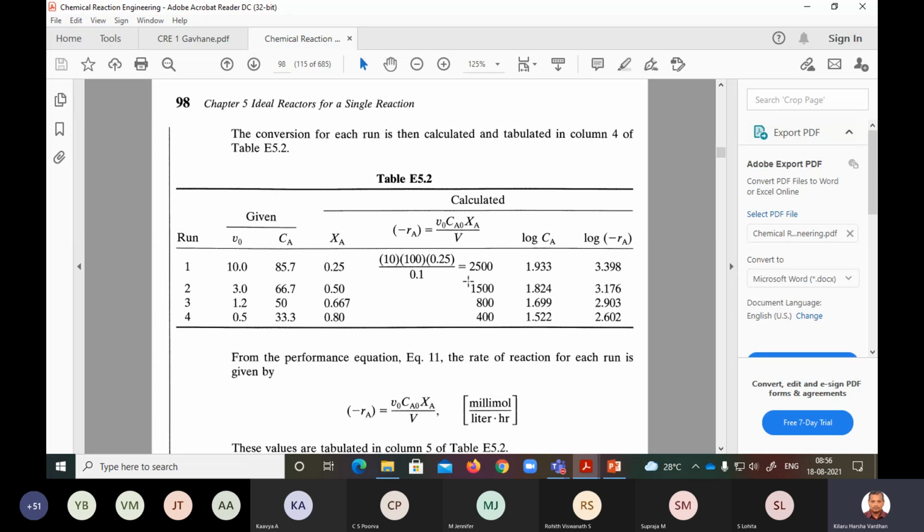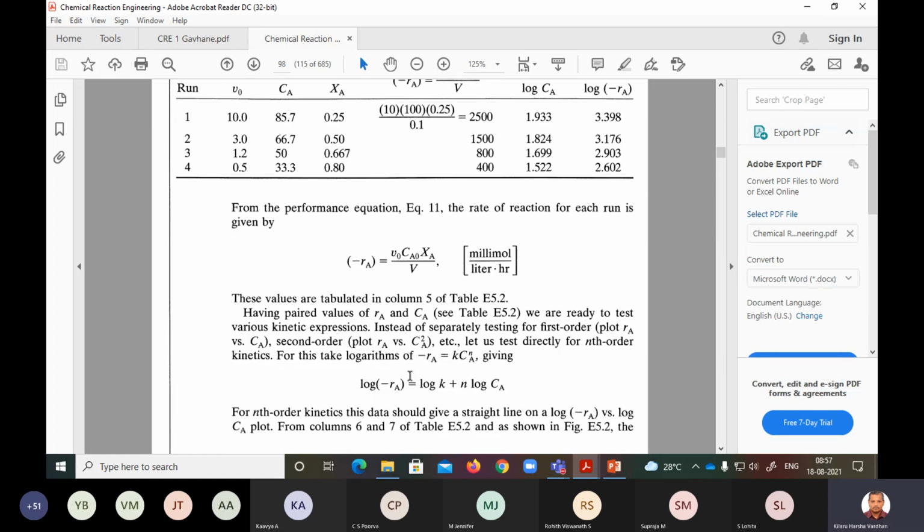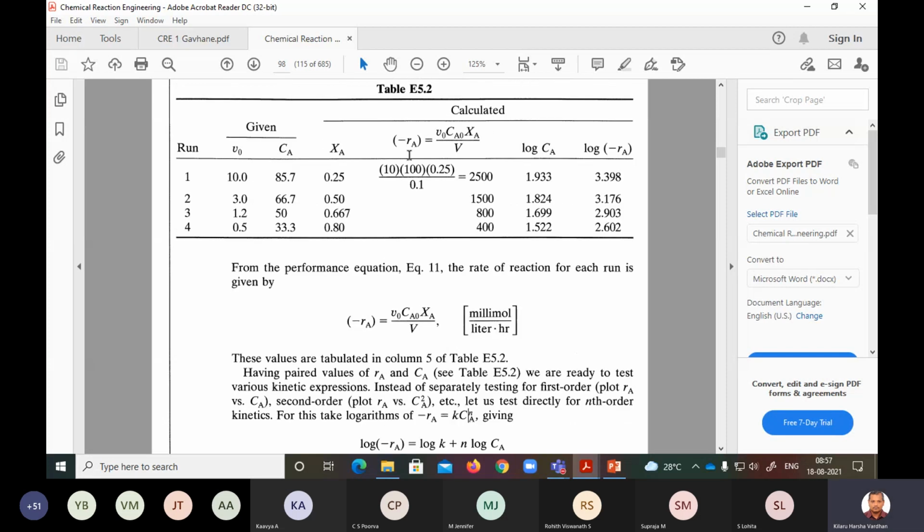Because we need to calculate its kinetics, we can calculate log CA and log RA, because the expression is log of minus RA equals log K plus N log CA. We don't know what K and N are. So for calculating that, you take a log on both sides. Once we calculate RA, we can calculate log minus RA and log CA, right?